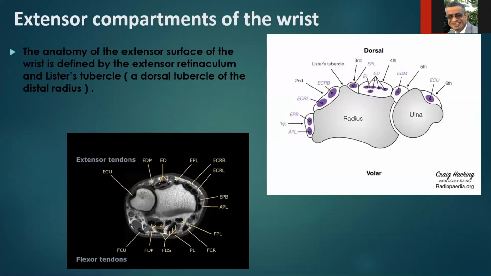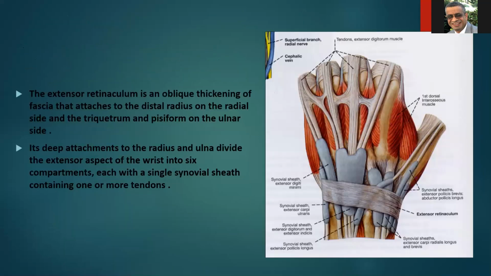Extensor compartment of the wrist. The anatomy of the extensor surface of the wrist is defined by the extensor retinaculum and Lister's tubercle, a dorsal tubercle of the distal radius. The extensor retinaculum is an oblique thickening of the fascia that attaches to the distal radius on the radial side, and the triquetrum and pisiform on the ulnar side.